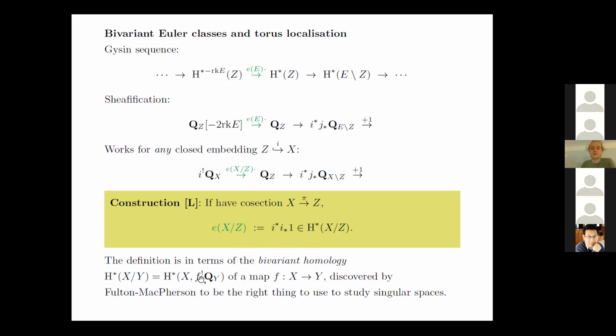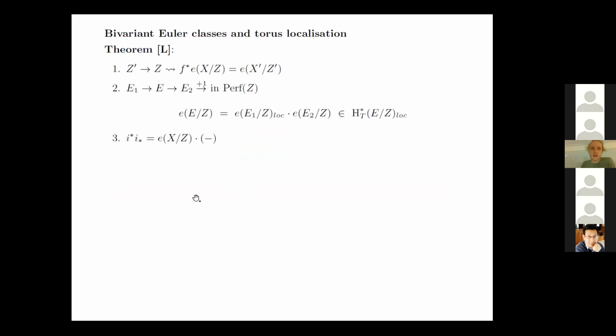And what is bivariant homology? It's a sort of analog of cohomology or homology, which was introduced by Fulton and MacPherson, and it's very good for studying singular spaces. You can also define it in terms of six functors. I will gloss over this now, but in the paper I showed that this notion of bivariant Euler class satisfies a lot of nice properties, which justifies that this is the correct notion. It's functorial with respect to pullbacks of the base. There's a Whitney sum formula for perfect complexes, for which you need to work in localized equivariant cohomology. And there's an abelian localization formula.